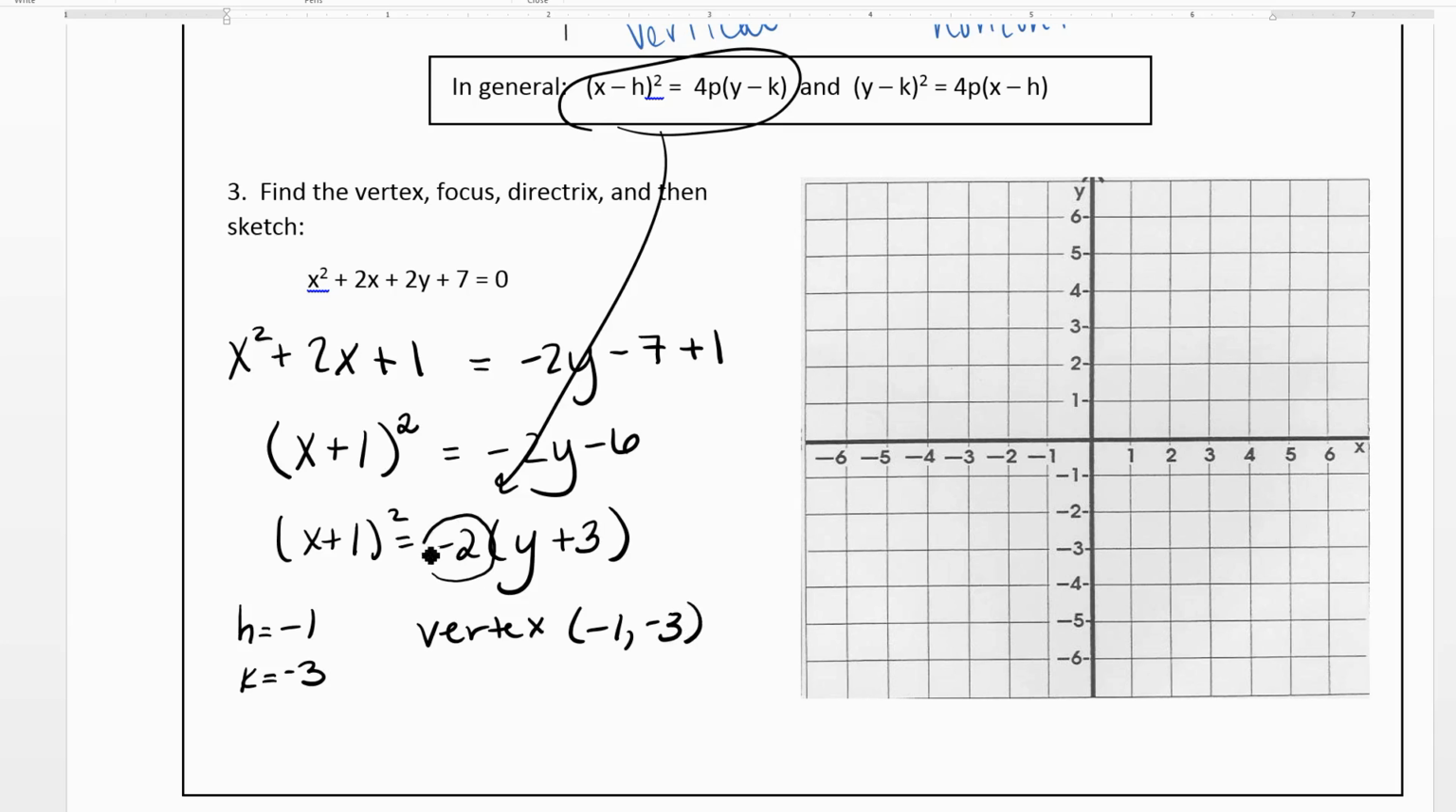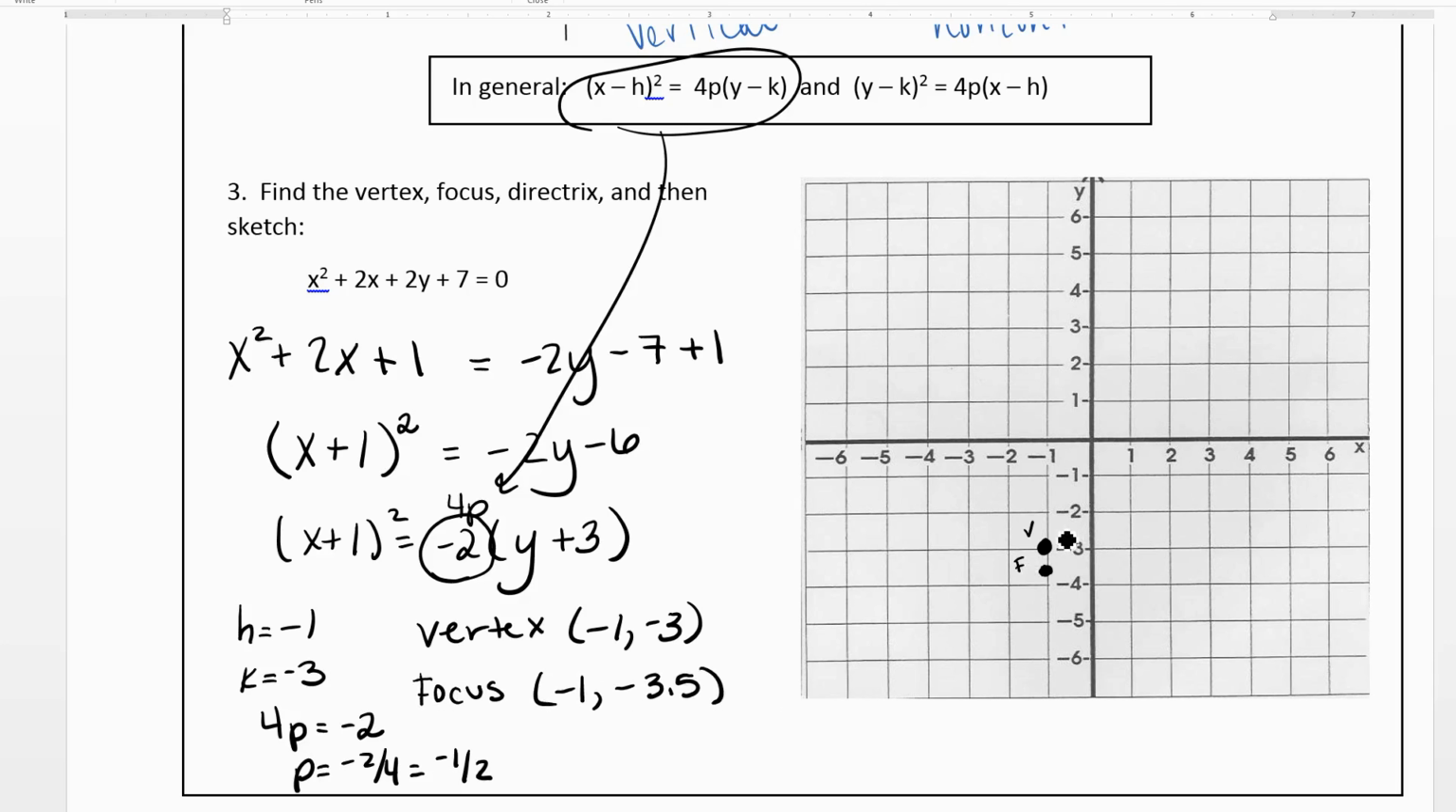Okay, and this number out in front is going to be our 4p. So 4p is equal to -2, which means p is equal to -2/4, or -1/2. So if our vertex is at (-1, -3), our p is -1/2. So we're going to be facing down. So we're going to go down 1/2 to get our focus. So this is our vertex, this is our focus. So our focus is at (-1, -3.5).